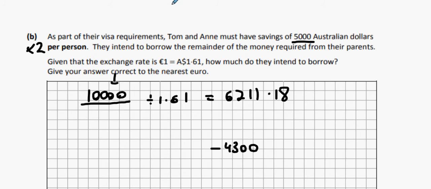Now, these guys have already saved up how much? They've already saved up 4,300. And when you take the two of them away from each other, you're going to get, to the nearest euro, 1,911 euro. And that's how much they're going to have to borrow. Go. Alright, let's keep going.